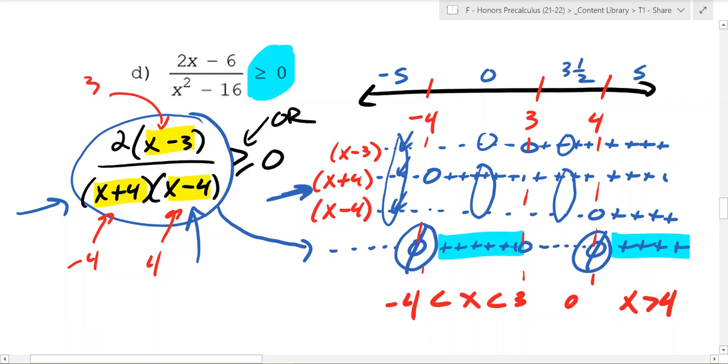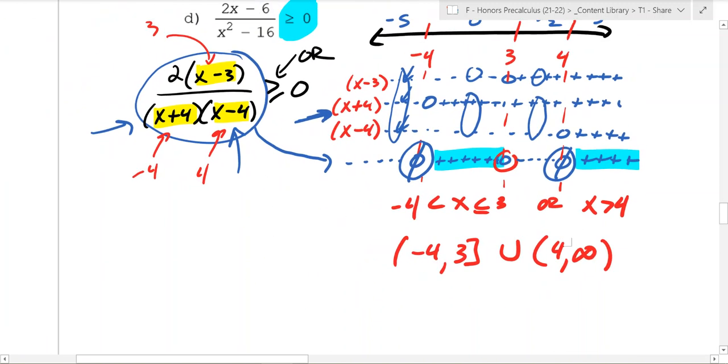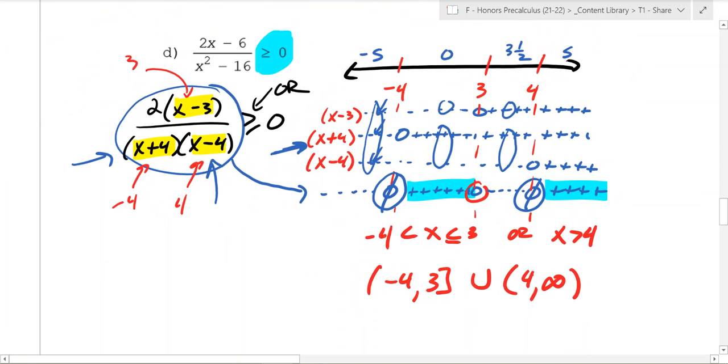So how do we go about doing this? Since it's equal to, you can be 0 right there. It'd be equal to right there. That's an or. So how do you write this in interval notation? Negative 4 to 3. It's an open parenthesis there, and then closed bracket, union, and then open parenthesis 4 to infinity. So you have to do this pretty carefully. Remember, it's undefined right here and right here because you're dividing now by those two terms.